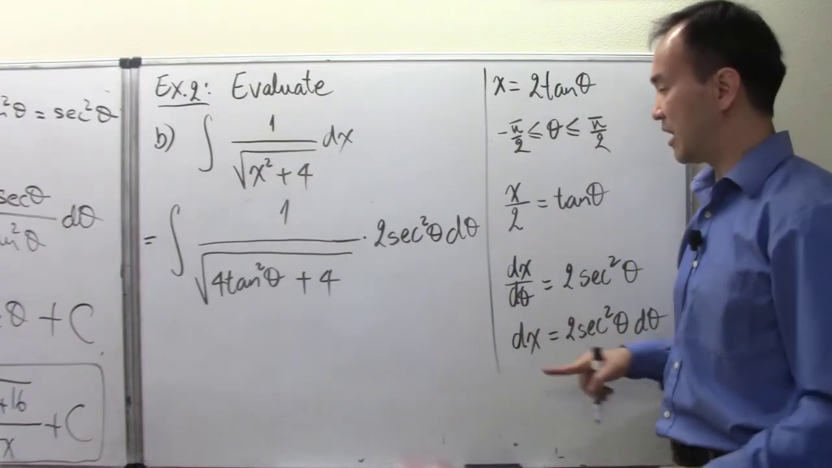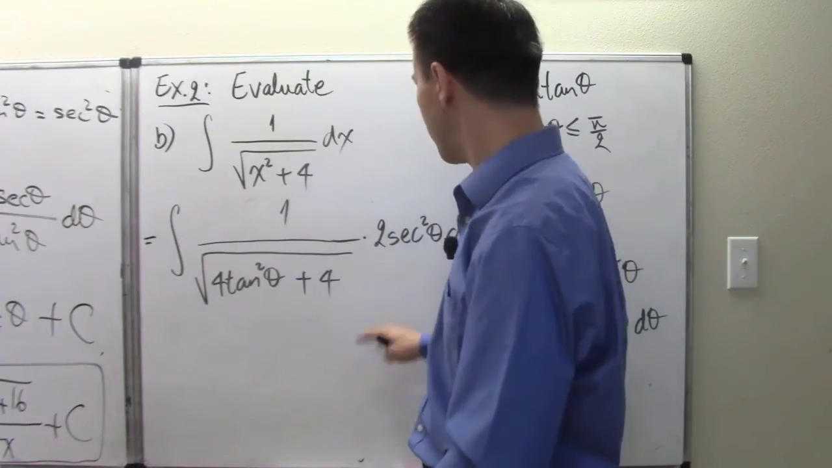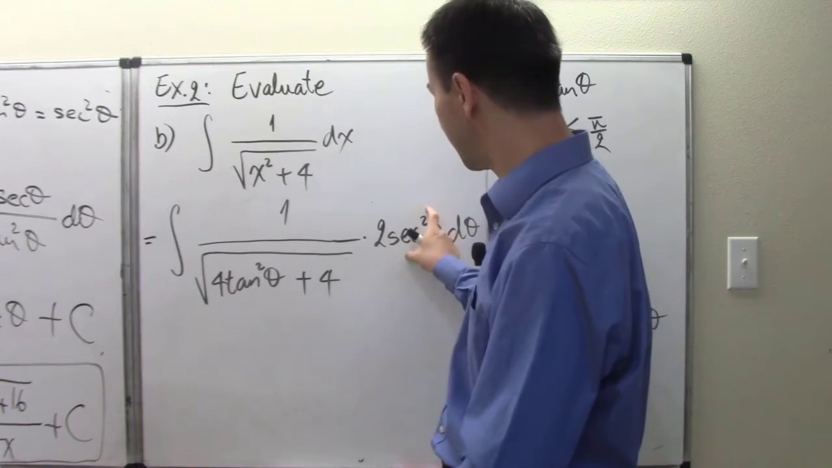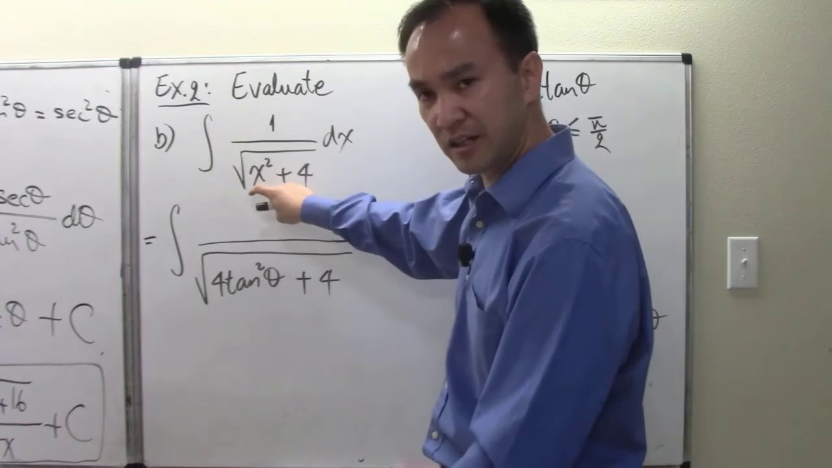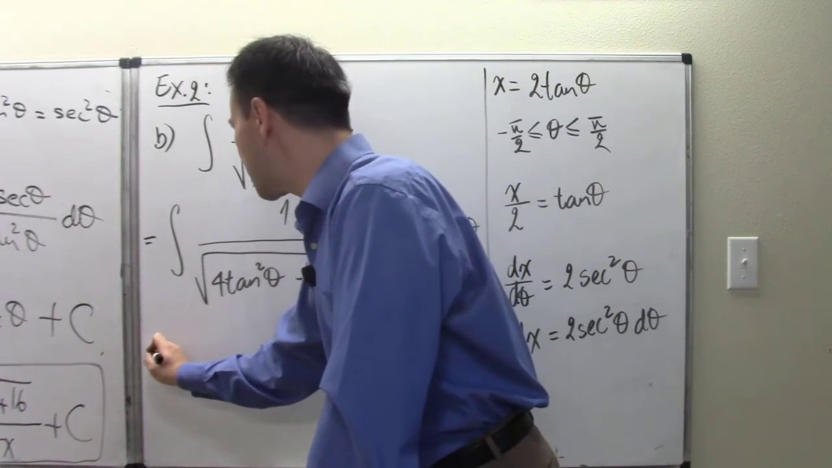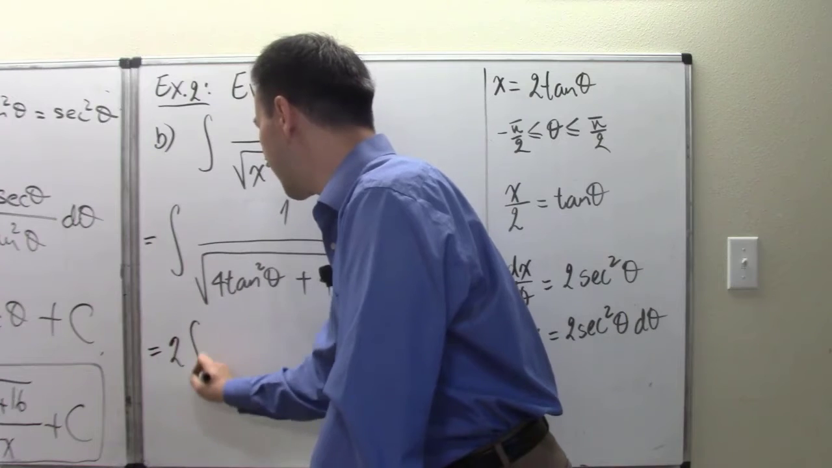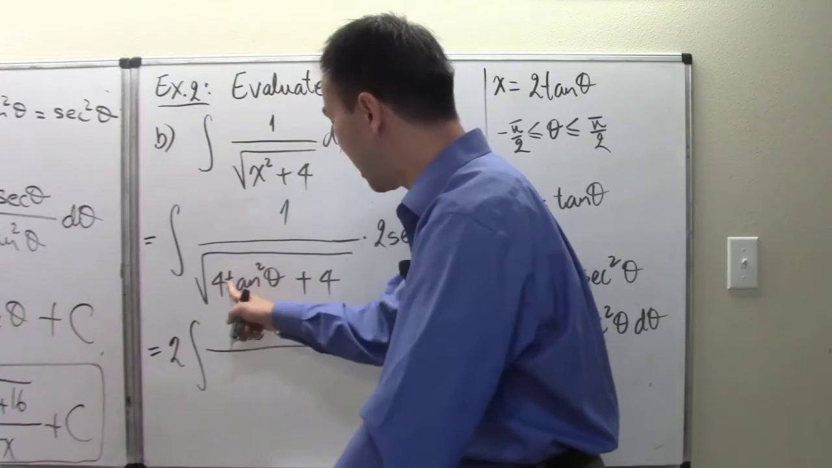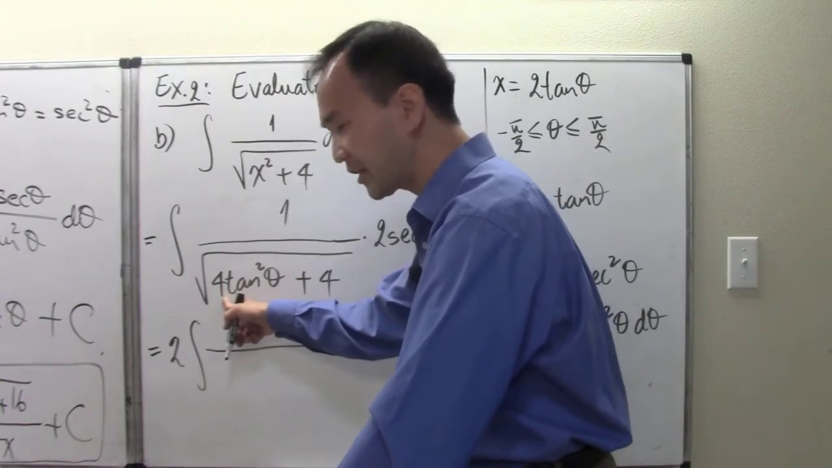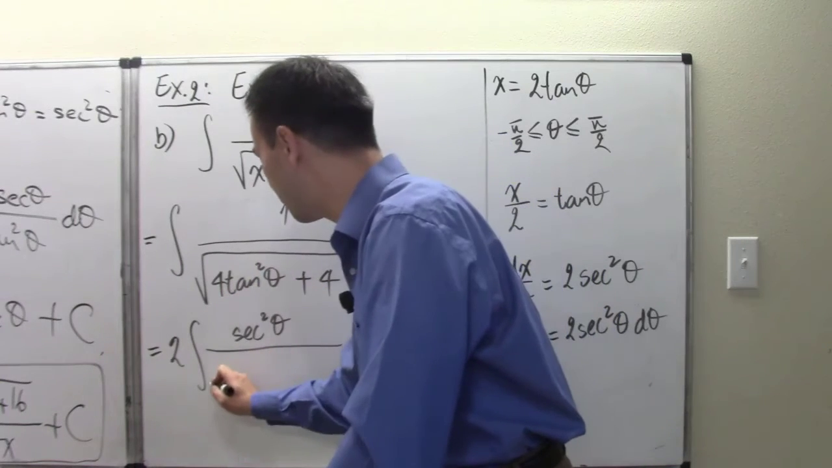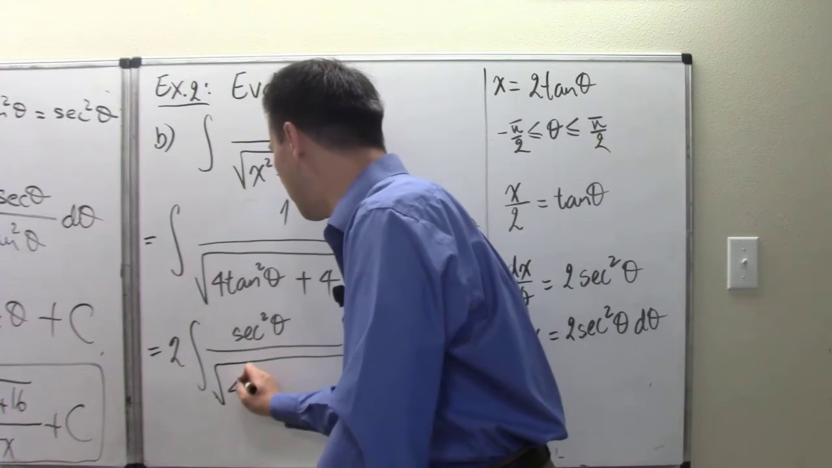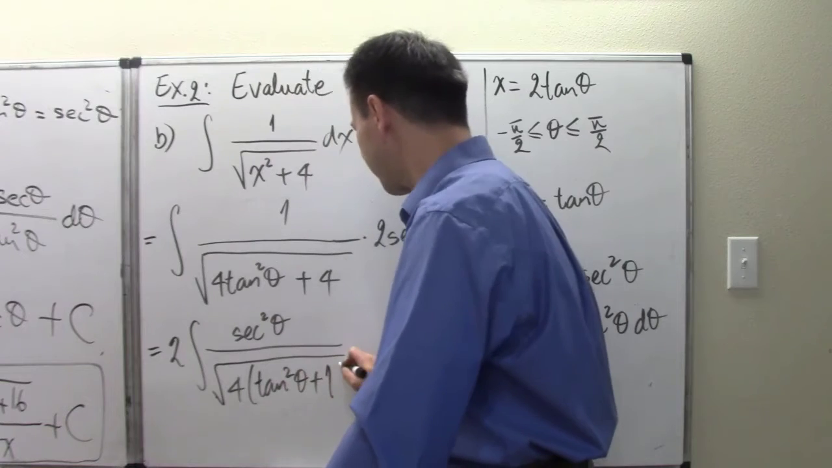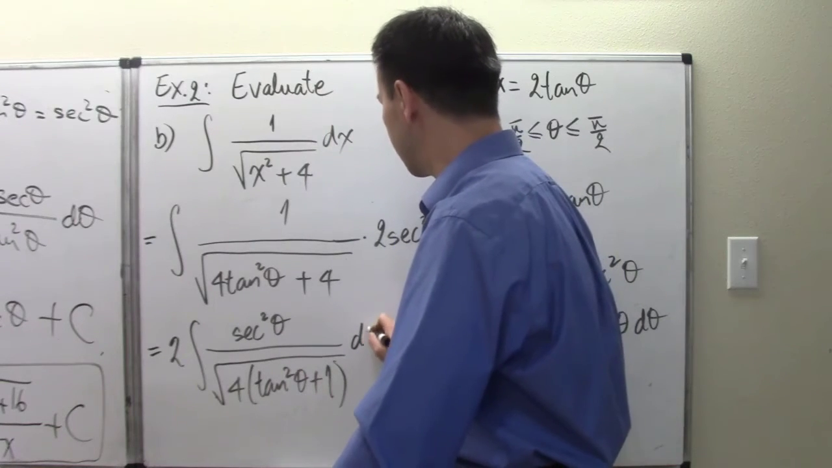Now this 2 can be brought in front as a coefficient, just like how I did in example 2 part A, while leaving the secant square in the numerator to keep our expression shorter. So it's 2, and then there's the integral. We have secant squared of theta over, in the denominator, I can also factor out that common factor 4 here. So square root of 4 times tangent square of theta plus 1 inside the root, and then there's d theta.